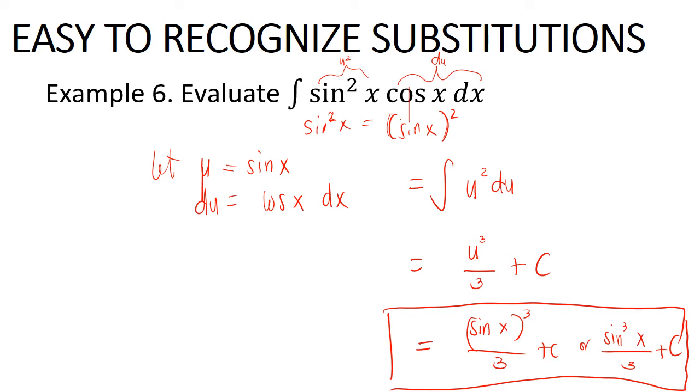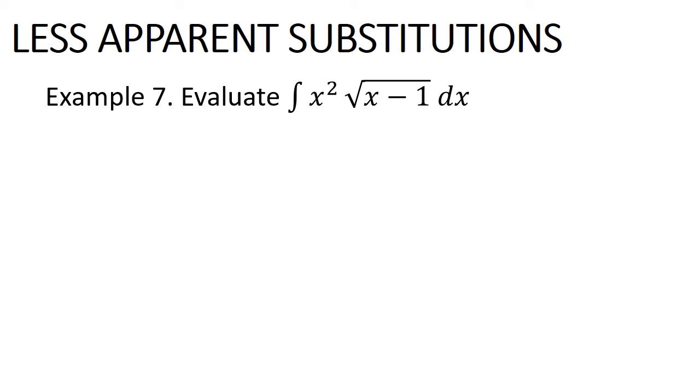Okay. Next example. I think ito na yung mga medyo hindi na halata yung substitution. Medyo mag-iisip na tayo. Hindi na natin makikita agad-agad. Less apparent siya. So, let's try. Example number 7, evaluate the integral of x squared times square root of x minus 1 dx.